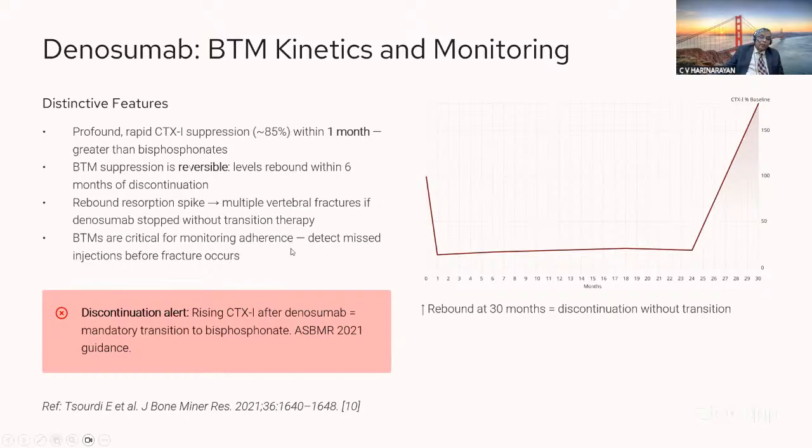They're critical in monitoring adherence and detecting missed injections before fracture. So discontinuation alert: rising CTX after denosumab mandates transition to bisphosphonates. The rebound occurs at the 30th month after discontinuation without transition. So it's very important.